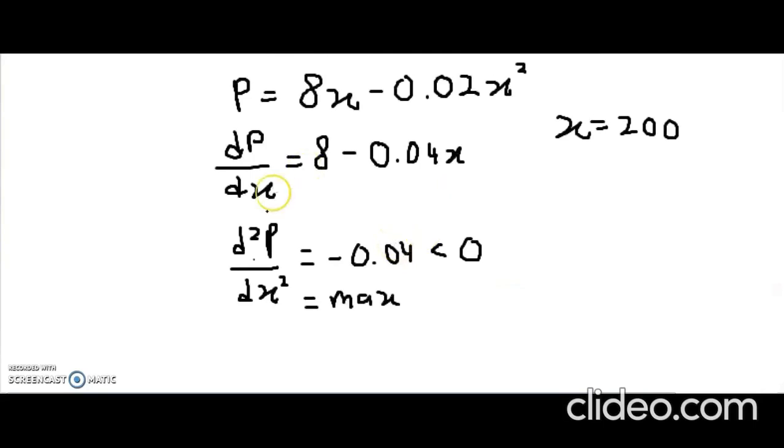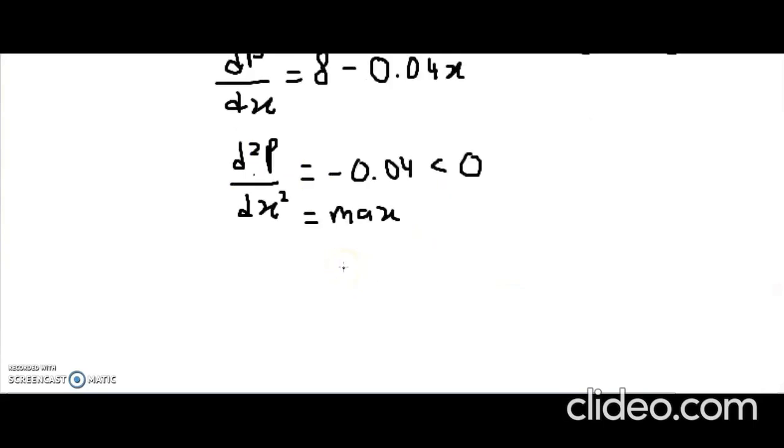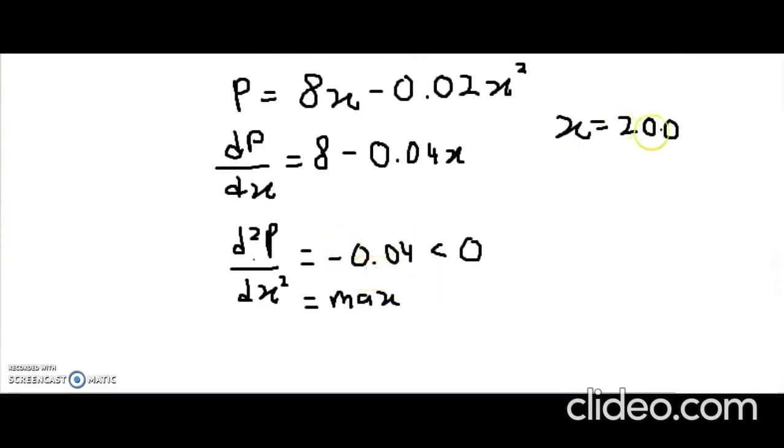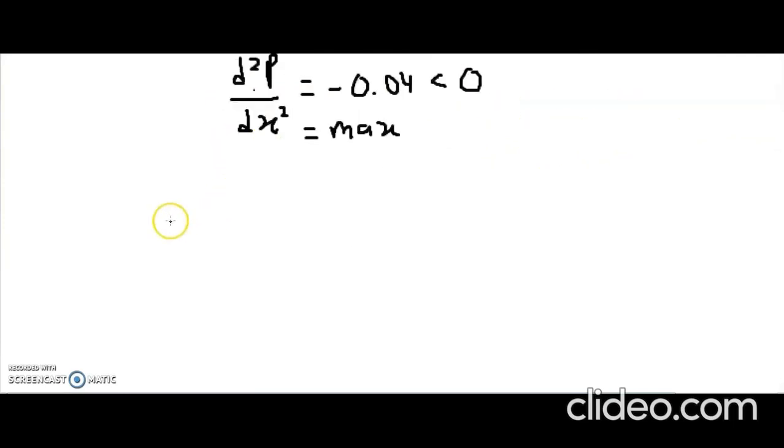So how to find the maximum profit? We know that the value of x is 200. To find P, we substitute x into equation P. So, substitute x into P.